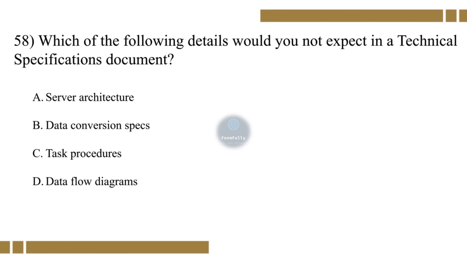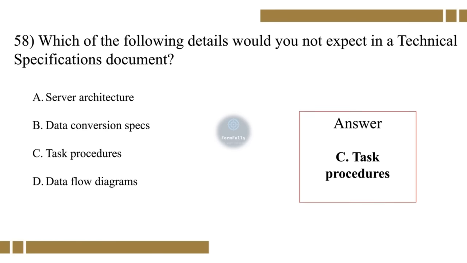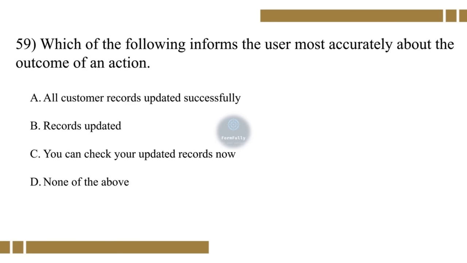Question 58. Which of the following details would you not expect in a technical specification document? Option A. Server architecture. B. Data conversion specs. C. Task procedures. D. Data flow diagrams. And the correct option is C. Task procedures.